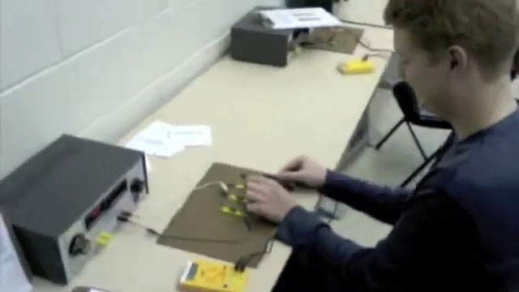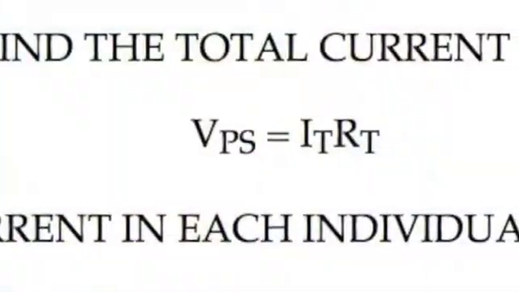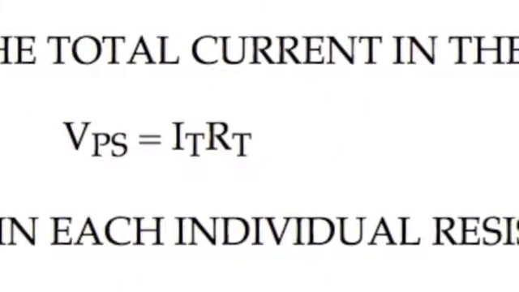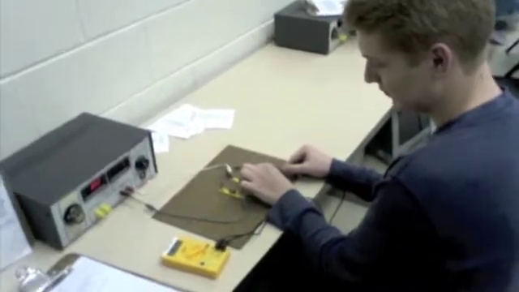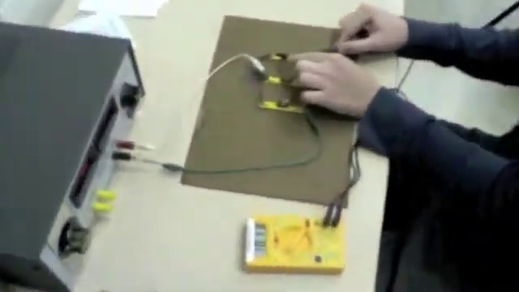And then we used Ohm's law to find the current within the circuit, and we found that the current through each resistor varied, but the voltage stayed the same.